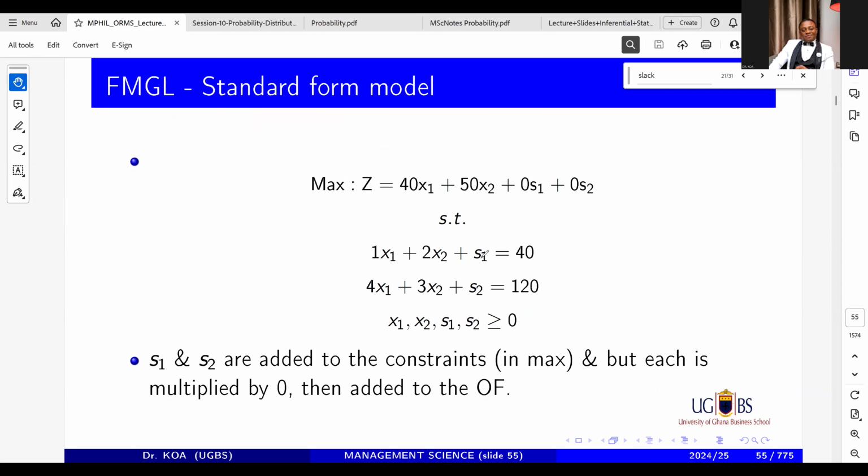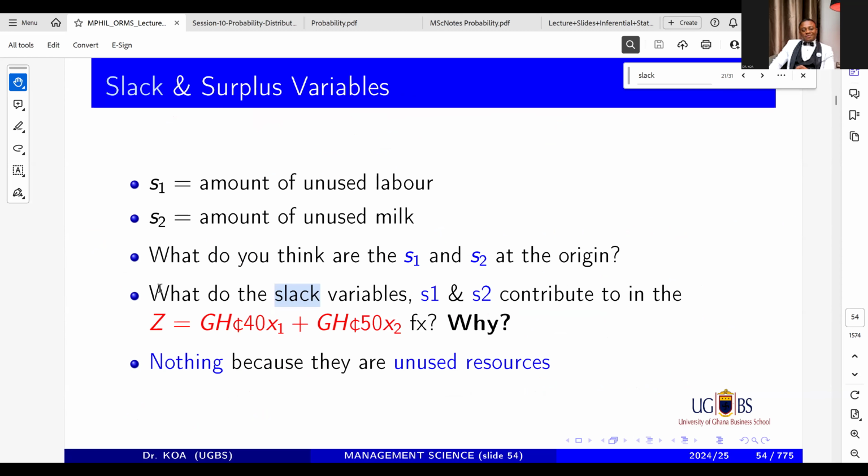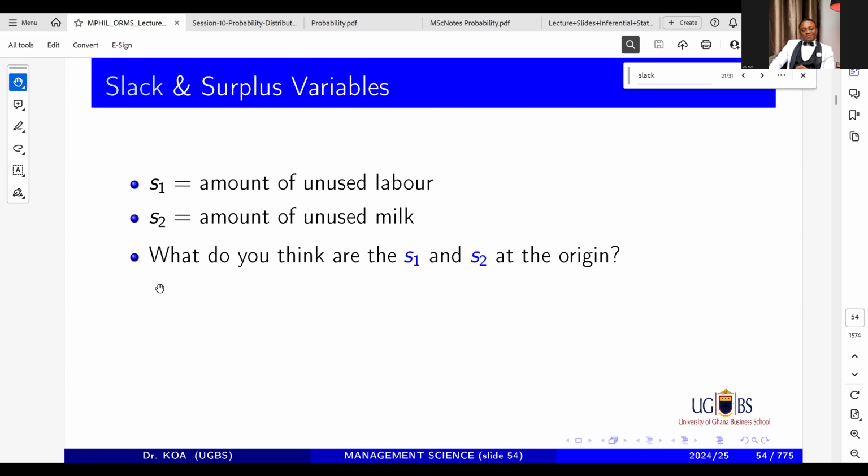But let me ask you a question. Because if you understand the principle of the slacks, then you should be able to answer this. What do you think are the values of the slacks at the origin?